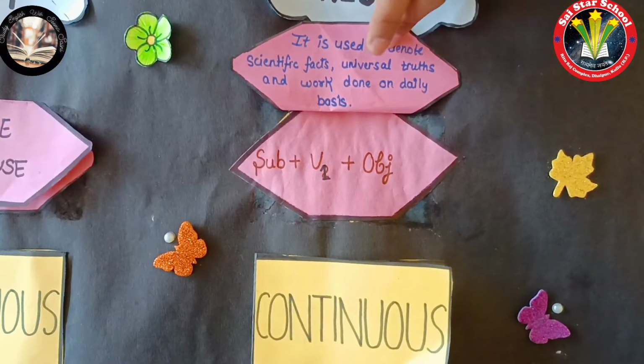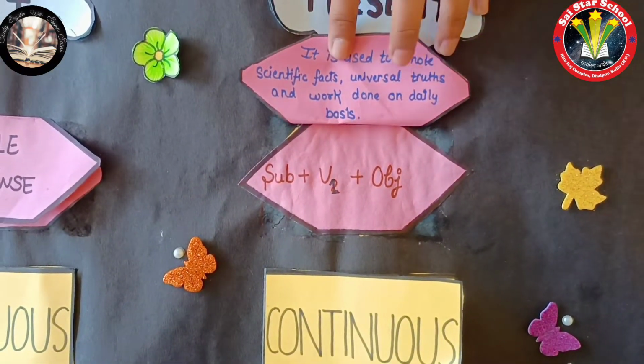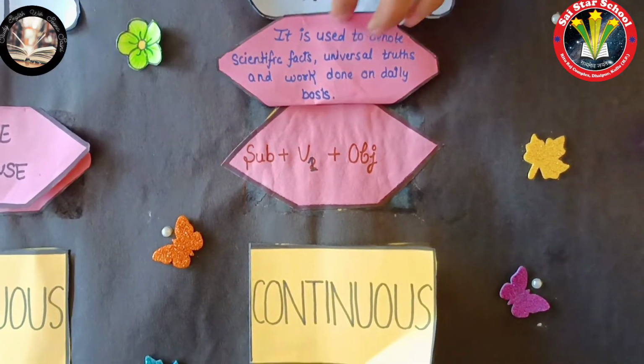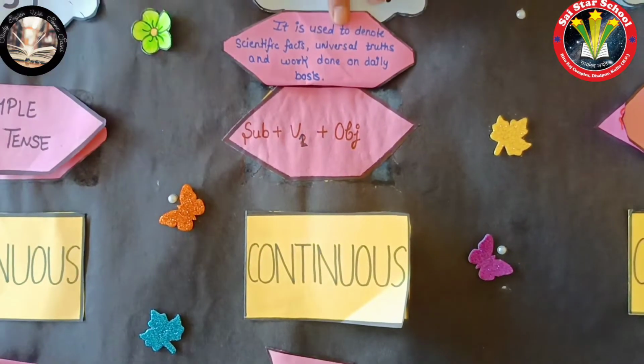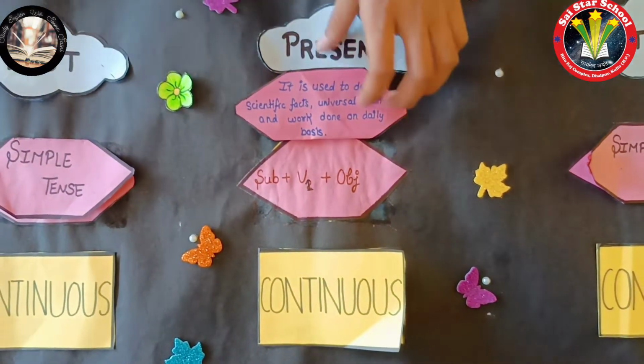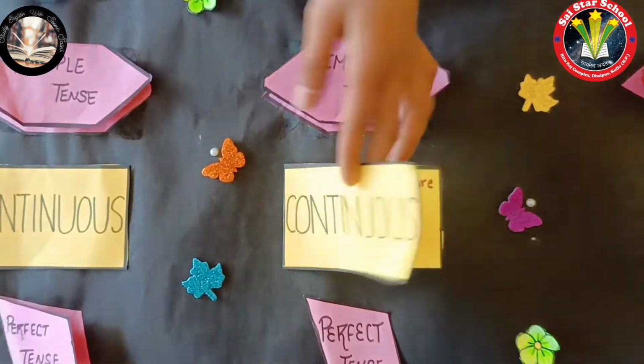The formula for the simple tense is subject plus verb first form plus object. We can write some examples for this. The first example is: she writes a letter. Now let's understand what is the continuous tense.